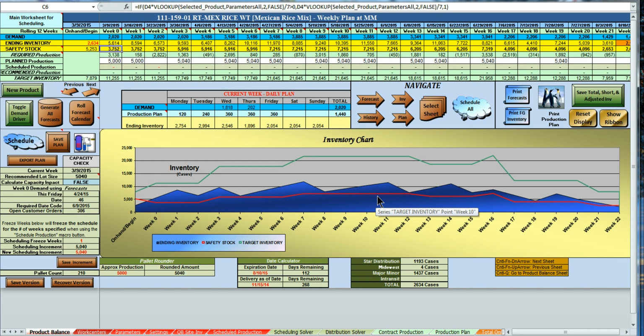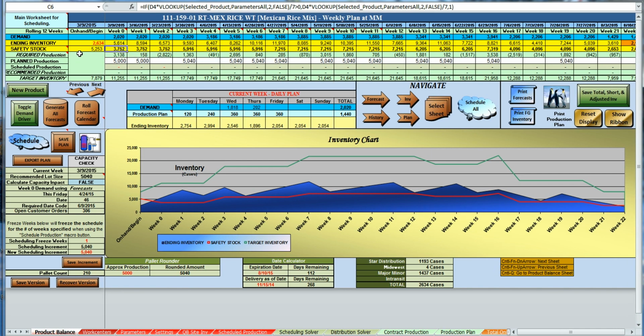Today we're going to talk about safety stock. Safety stock is our third line in our models, and it's used to help trigger when production should start.